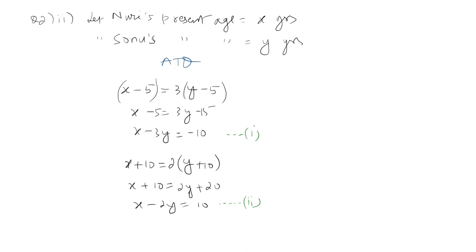For the final answer, you write 'therefore', Noori's age, whatever you get, write it, and Sonu's age, whatever you get, write it. So the final answer should be in statement form.